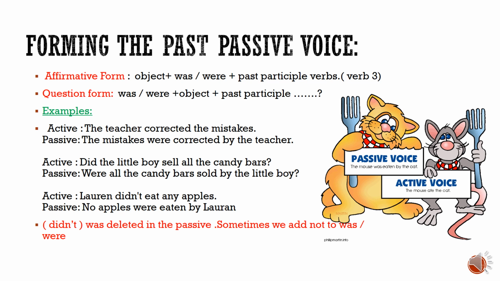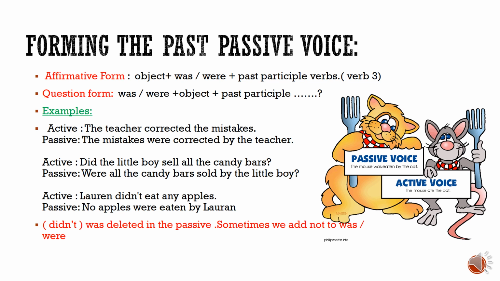Now here we have some examples. The teacher corrected the mistakes. The teacher is the subject, corrected is the past verb, the mistakes is the object. So I wrote the mistakes at the beginning. Since the mistakes is plural, I added were, then corrected by the teacher.